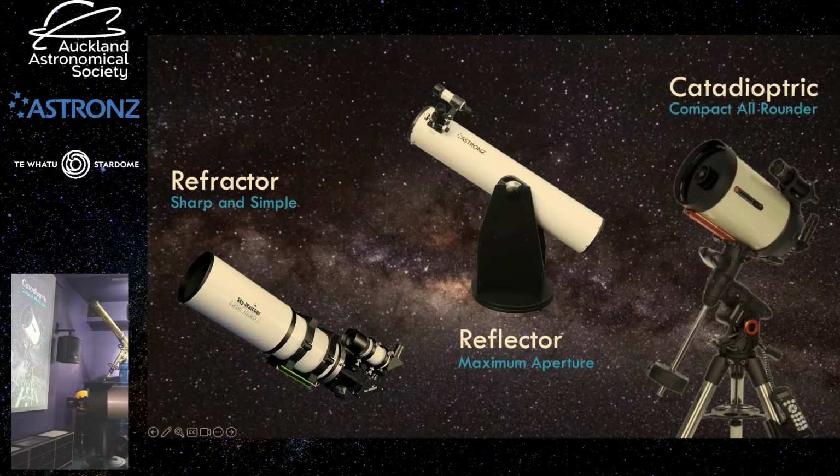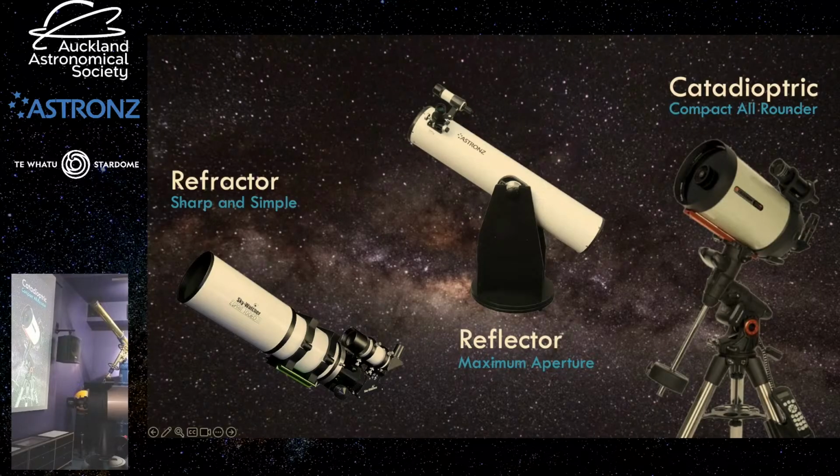And then sort of the cats, which are really the all-rounder. They're sort of a combination of the both. They sit sort of in the middle. A little bit more expensive than having a Newtonian. They're often paired with go-to mounts as packages.